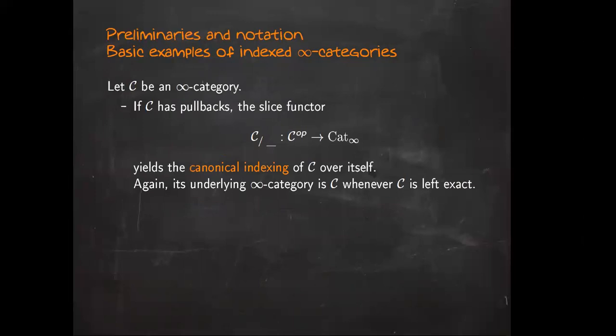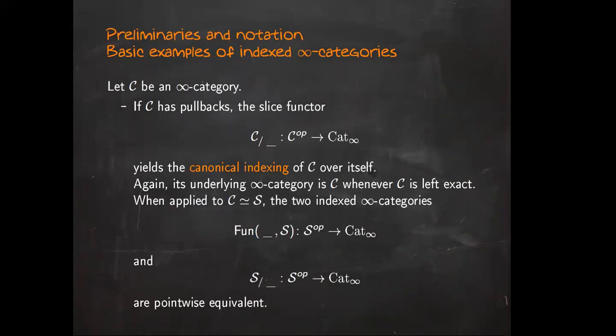Another example is we can index C over itself in a very canonical way, namely, if C has pullbacks, then we can consider the slice functor. Again, if C has a terminal object, we can evaluate at the terminal object and retrieve C itself. So this is a natural generalization of C over itself. In the spatial case, we have two examples now. If we apply both of them to the case when C is the category of spaces itself, then we can look at its naive indexing over S and its canonical indexing, which is also an indexing over S. And in this case, the two are actually equivalent by a special case of the Grothendieck construction.